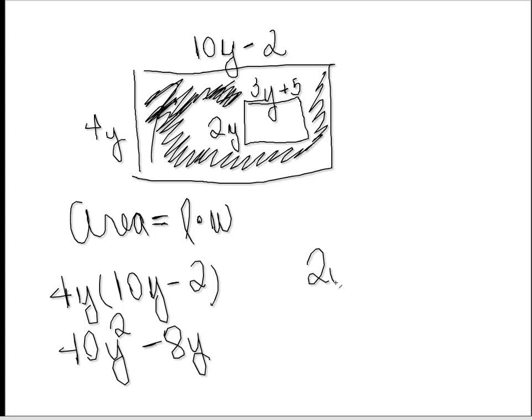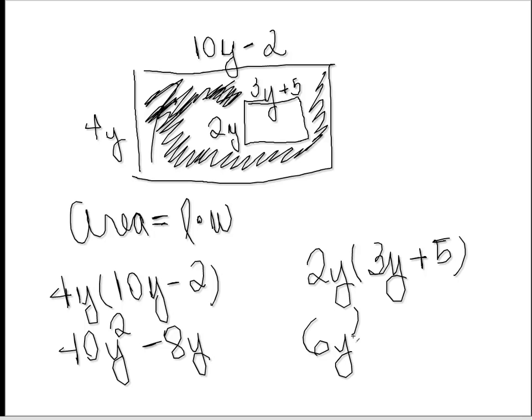Now we're going to do the area of the smaller rectangle. Once again, you have to use length times width. I'm going to multiply everything in parentheses by 2y. I get 6y squared plus 10y.